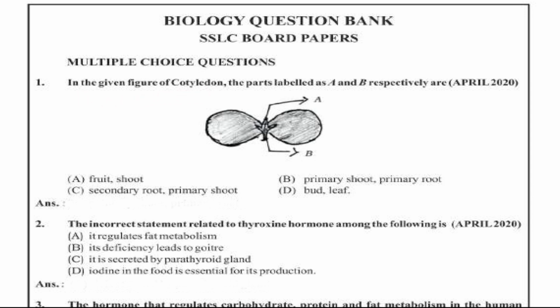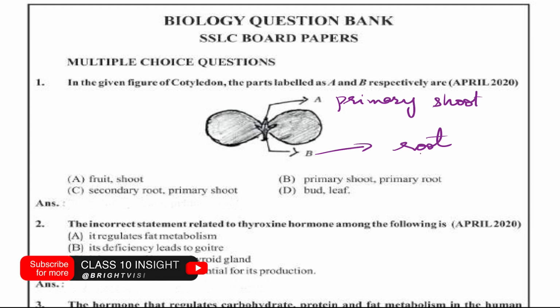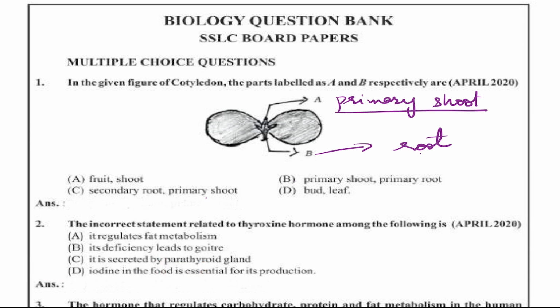The first question: in the given figure of cotyledon, the parts labeled as A and B respectively are. A is primary shoot and B is primary root. So search for the option. This is the direct question. Primary shoot and primary root. Don't get confused with option B and D. So the first option has to be primary shoot, so it is option B. Here in C it is root, so it is not possible. So the correct answer is option B.